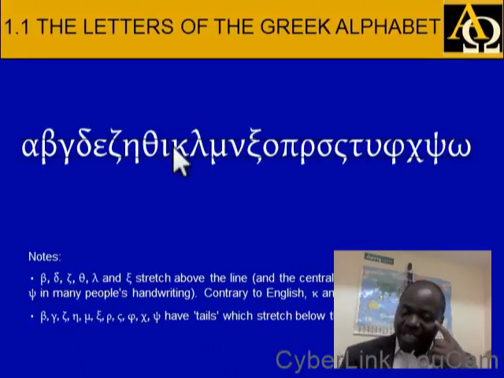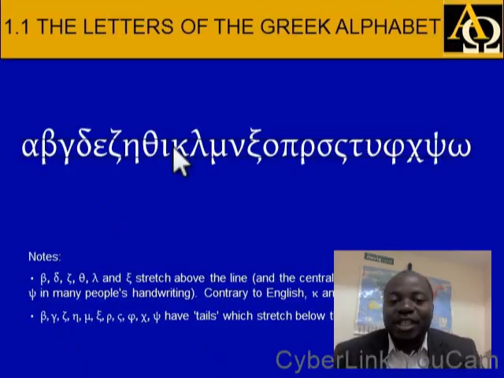So we've covered the Greek alphabet. By now you should be able to say the Greek alphabet. And here it is again. Alpha, beta, gamma, delta, epsilon, zeta, eta, theta, iota, kappa, lambda, mu, nu, xi, omicron, pi, rho, sigma, tau, upsilon, phi, chi, psi, omega. So if you have not mastered it, I encourage you to take time to look at it again.